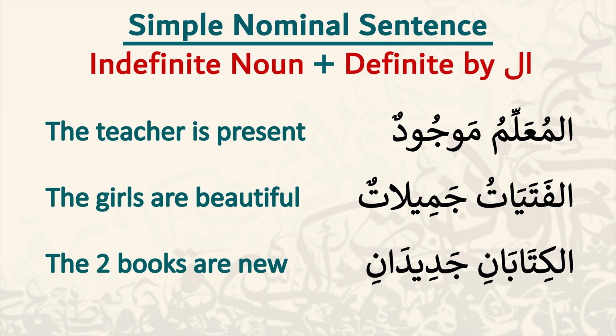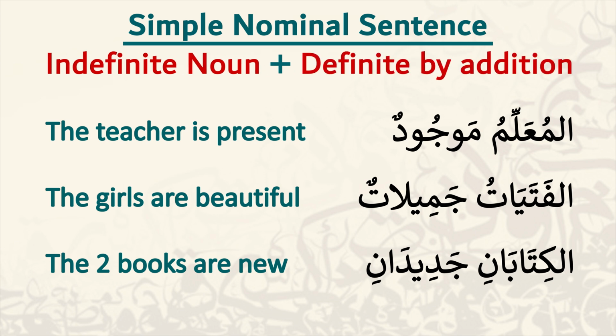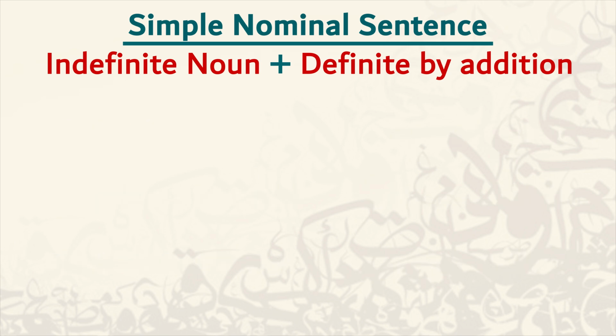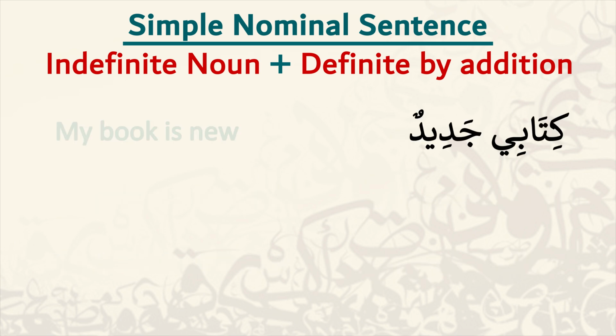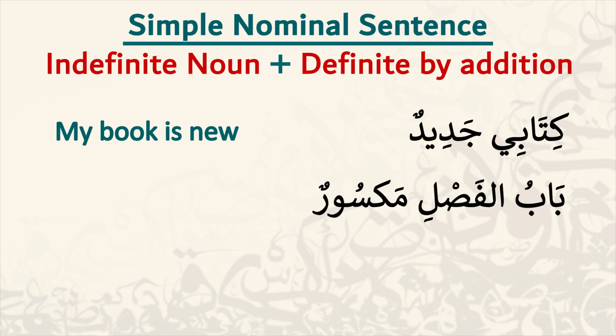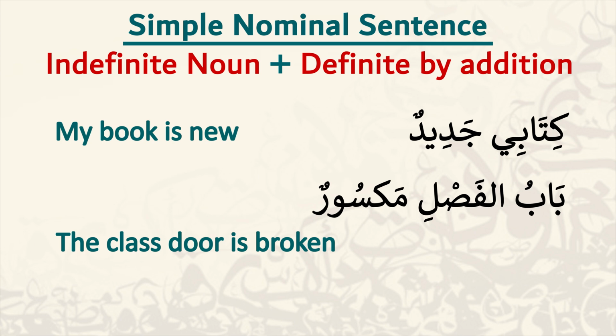And lastly, the subject could be definite by addition. معرف بالإضافة. Like كتابي جديد. My book is new. The word كتابي is definite because we added a possessive pronoun. باب الفصل مكسور. The class door is broken. Again, the word باب is definite by adding الفصل after.